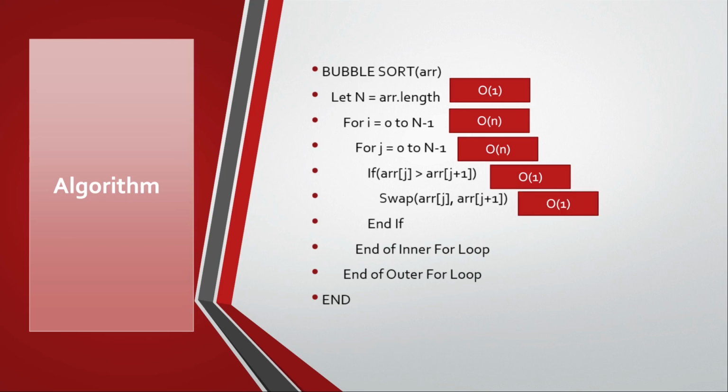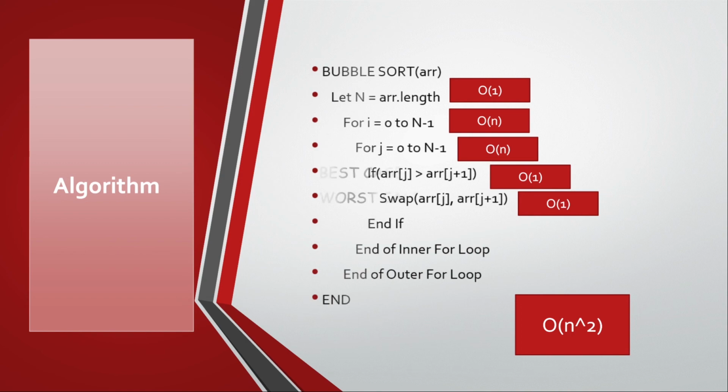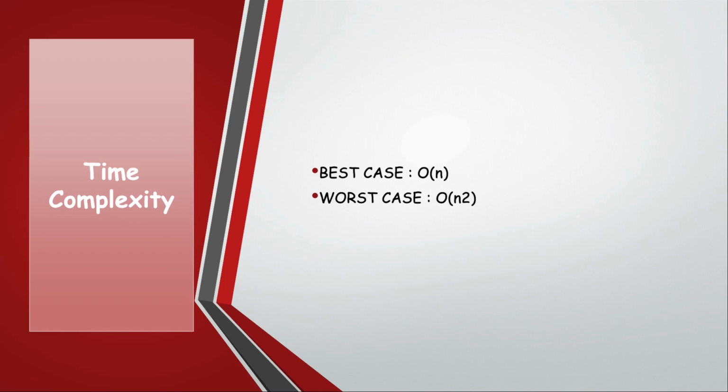So we can say basically that the time complexity for the bubble sort algorithm is order of n square, because there are two nested for loops. And in the best case, that is when the elements are already sorted, still the first for loop runs 1 time and the inner for loop runs n times. So best case time complexity is order of n, and worst case time complexity would be order of n square.